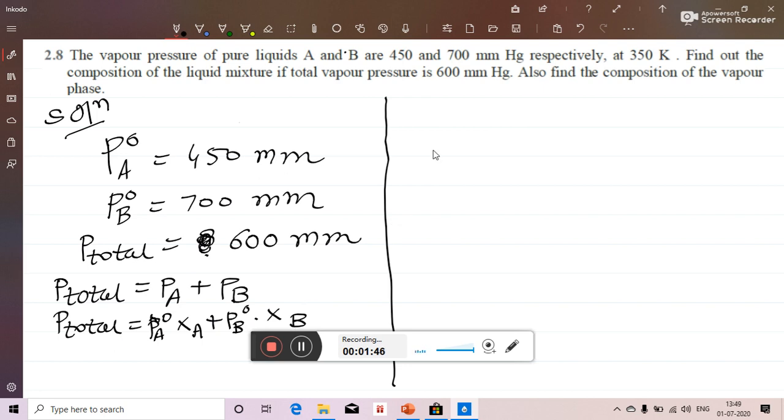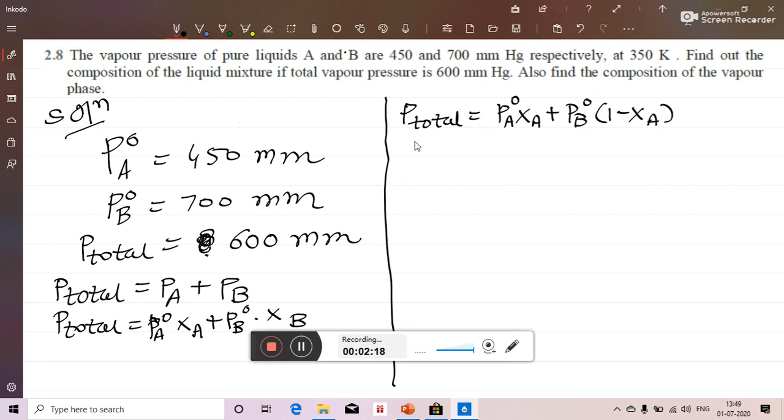Now we have to find out XA and XB. So here we will see that we cannot find XA and XB together. So what can we do? We can convert XB in terms of XA. So P total is equal to PA naught into XA plus PB naught. Now instead of XB we can write down 1 minus XA.